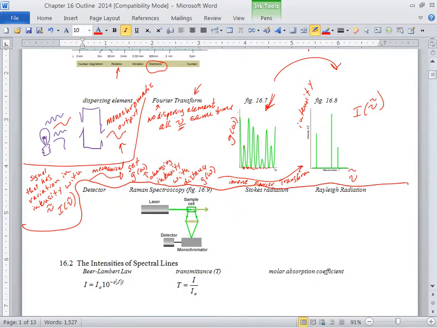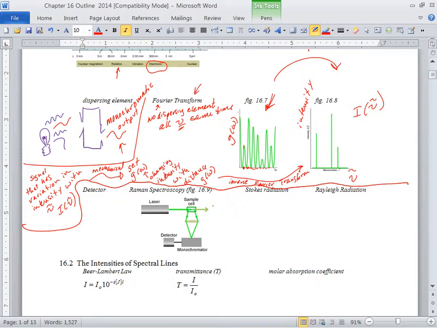Raman spectroscopy. If there's a setup of one, they're using a laser and a sample cell. It looks like most of the laser light just goes straight through, right? But some of it... Raman is all about absorption or scattering. Does anybody know? Scattering. It's all about scattering.